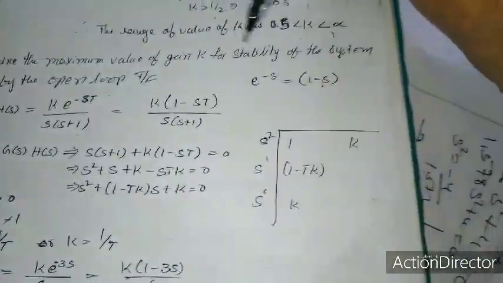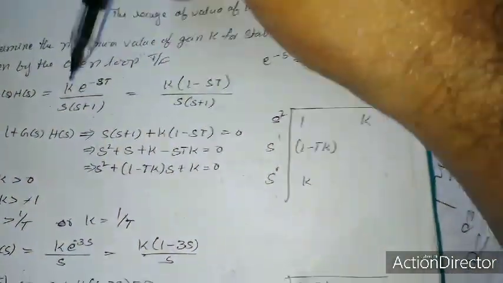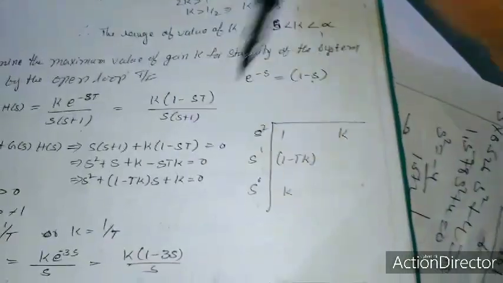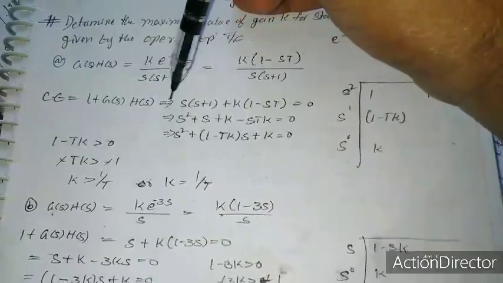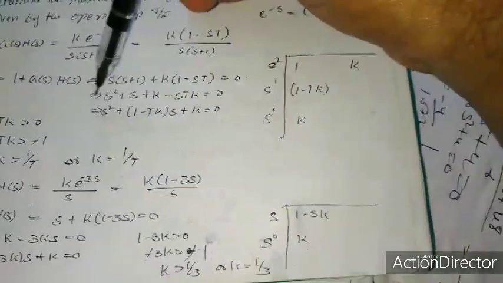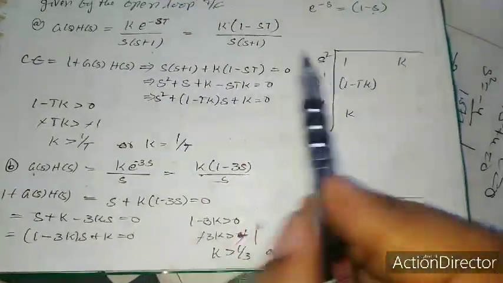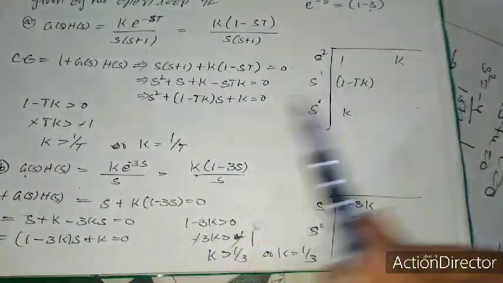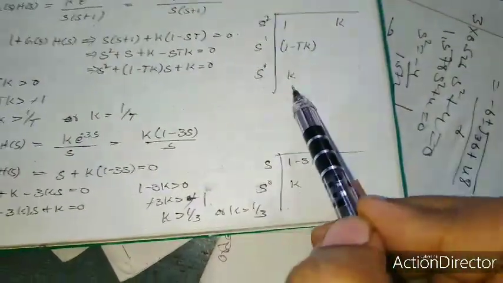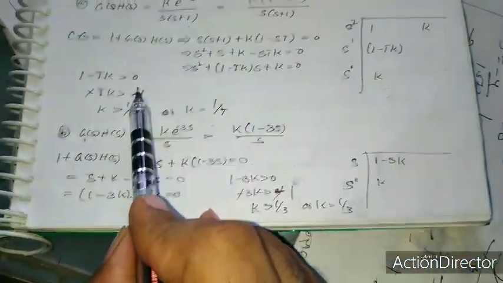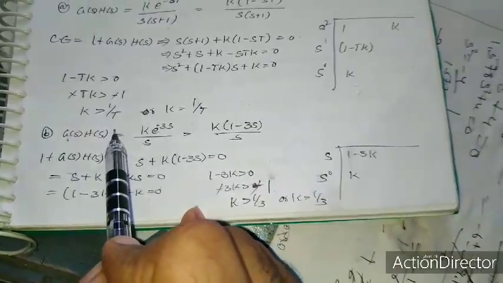One more problem. Determine the maximum value of gain k for the stability of a system given by the open loop transfer function k into e power minus sT divided by s into (s plus 1). So e power minus sT can be approximated as 1 minus sT. Now I find the characteristic equation 1 plus G of s H of s, which is s into (s plus 1) plus k into (1 minus sT) equal to 0. Simplifying, I get s square plus (1 minus Tk) s plus k. The s square coefficient is 1, the s coefficient is 1 minus Tk, and the last constant is k. According to the rule, all these should be greater than 0, so 1 minus Tk should be greater than 0. From this, k is less than 1 by T.